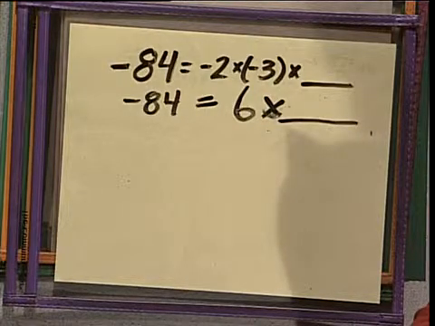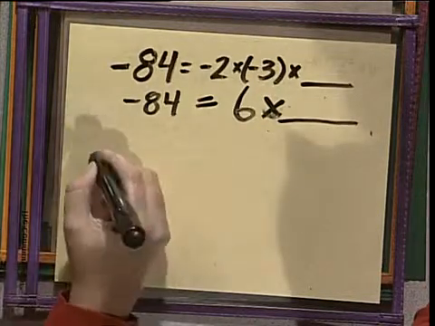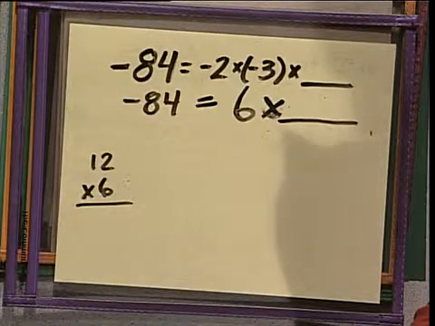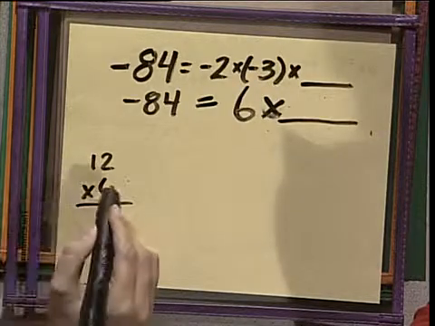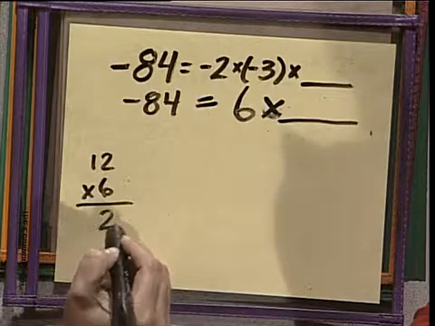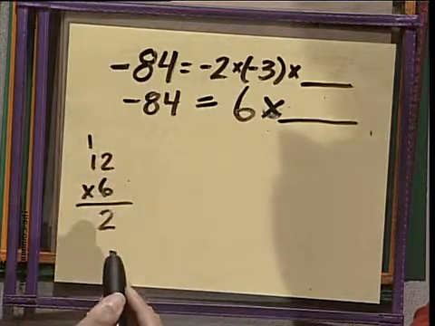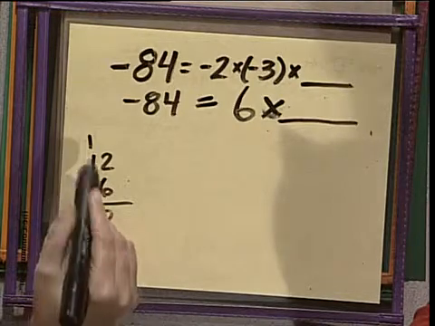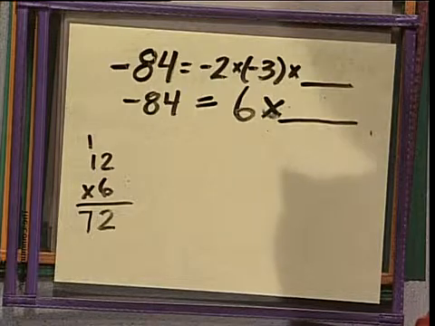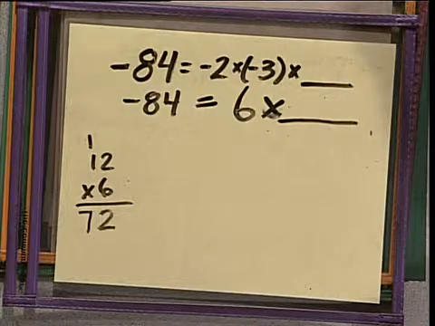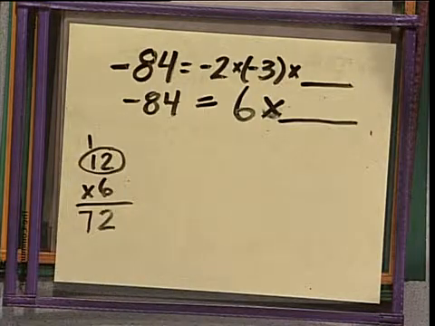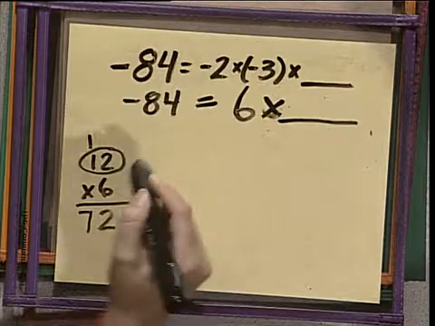So what number do you think it would be? 12. Okay, what's 12 times 6? 2 times 6 is 12, and 6 times 1 is 6, plus 1 is 7. Good, 72. All right, good job. Does that get us to 84? No. Okay.